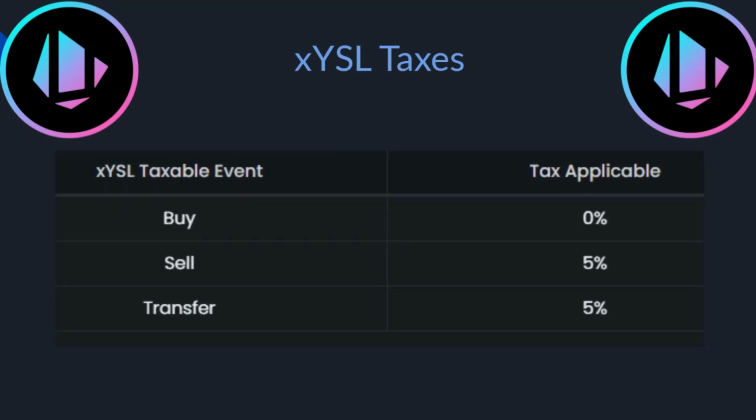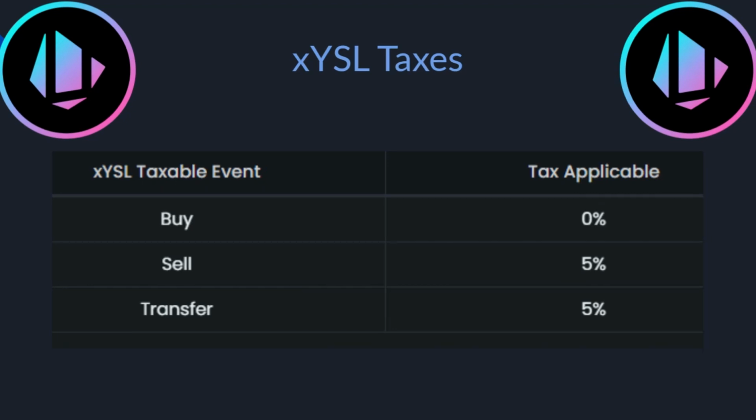xYSL, I'm here talking about xYSL V2. On xYSL V1, there is a tax attached to any transaction that you do, whether selling, buying, or transferring. It is 12 and something, 12.5, I guess. But on V2, there is zero tax on buying. You can buy it without paying any tax. If you want to sell, there is a 5% tax. Half of this is going to be burned.